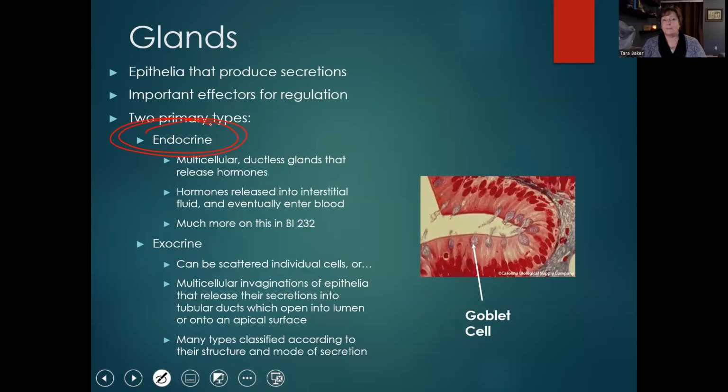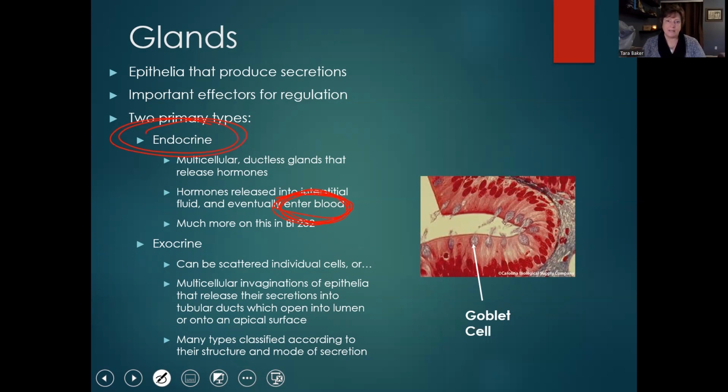Endocrine glands produce hormones, put hormones into the space, and it ends up going through the bloodstream. So eventually, everything will enter into the blood. This is really important. Endocrine cells make hormones. Those hormones go into the blood and then move around the body through the bloodstream. You will study the endocrine system in 232.